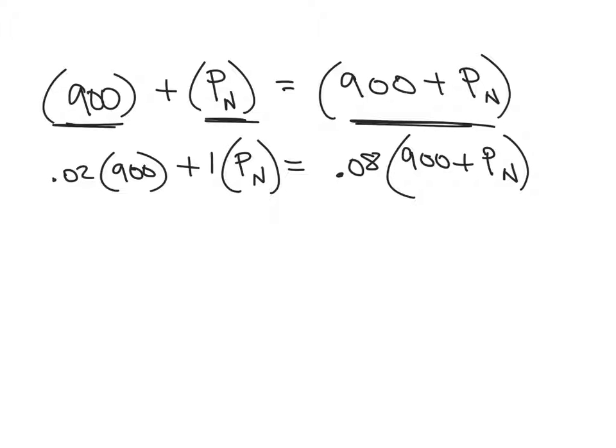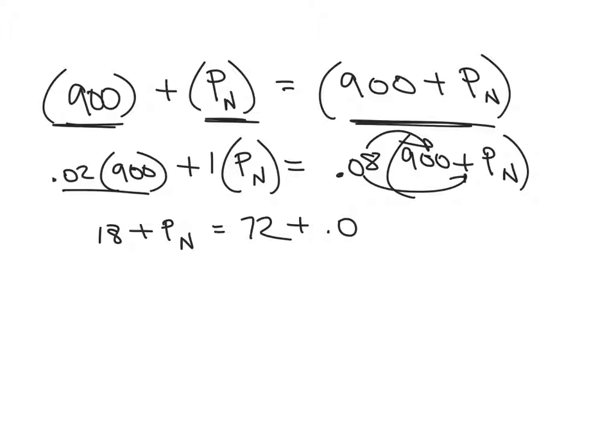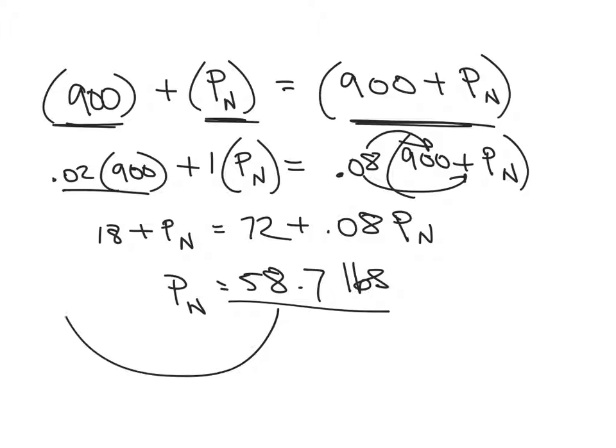Then you just multiply. 0.02 times 900 gives you 18. 0.08 times 900 is going to give you 72. So that times that. And then this times this is going to be 0.08 P of n. And then we solve for P of n. When you solve for P of n, you're going to get 58.7 pounds of butterfat that you're going to have to add to this 900 in order for that percentage to go from 2% up to 8%. And that's it.